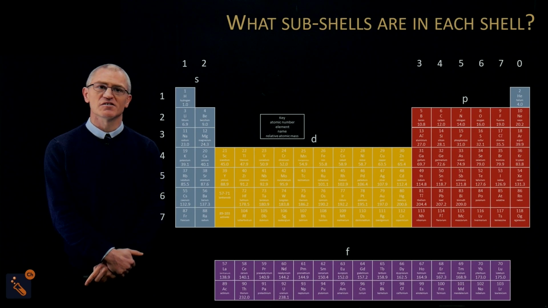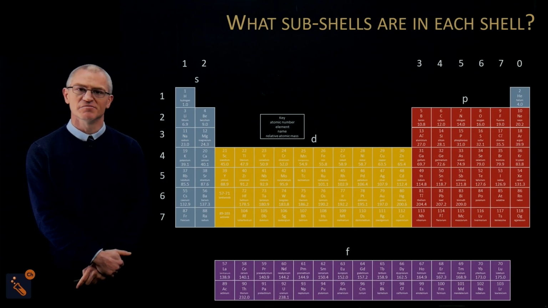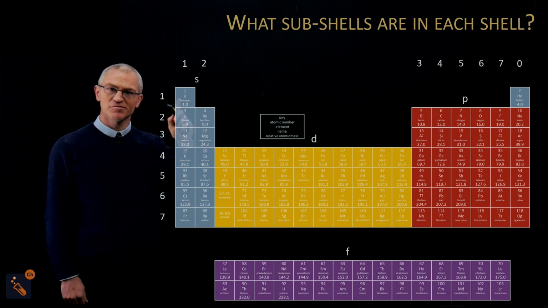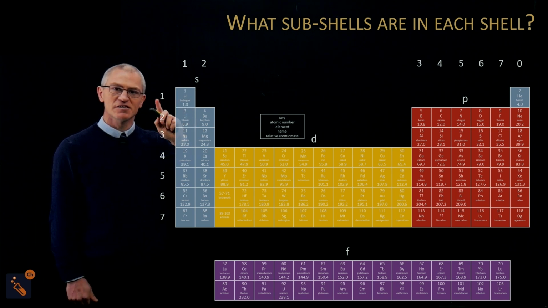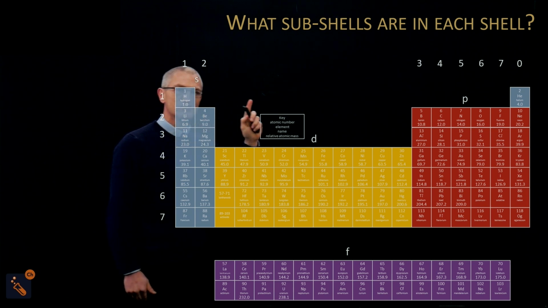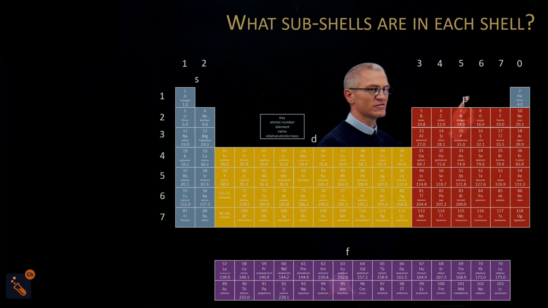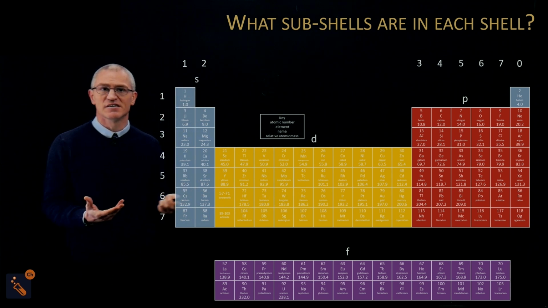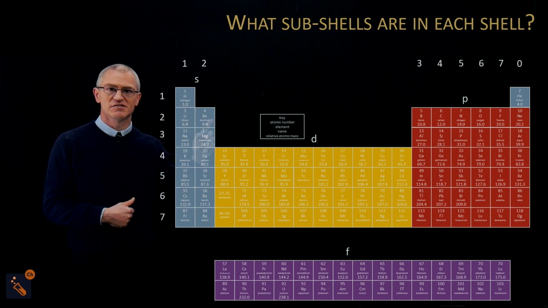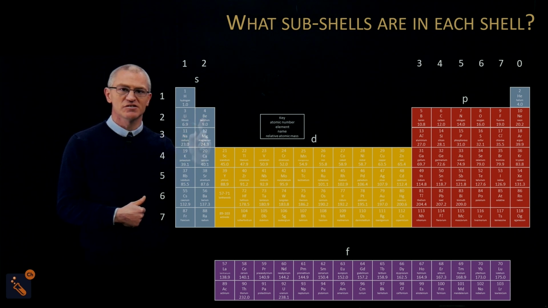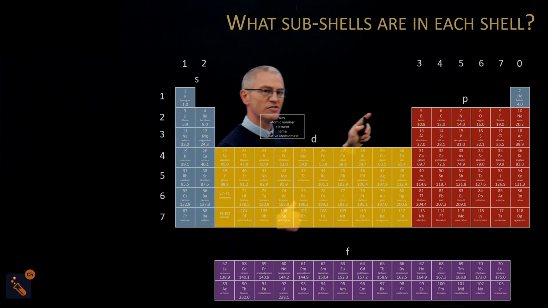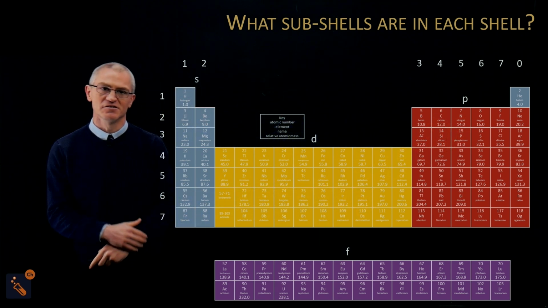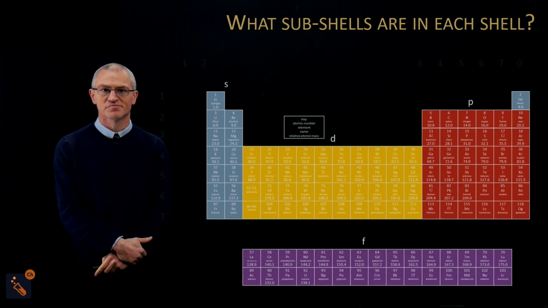Now, if we look at what subshells are in each shell, which is another question that may appear, we can do this from the periodic table mainly. So we can look here and go, right, this is the first shell. If I go across, I only see blue boxes, that's the S subshell. So in the first shell, there's only an S subshell. In the second shell, you can see there are blue boxes for the S subshell, and then red boxes for the P subshell. So we have S and P subshells in the second shell.